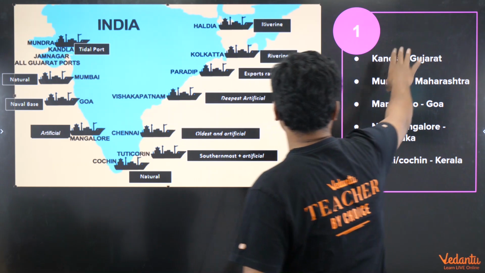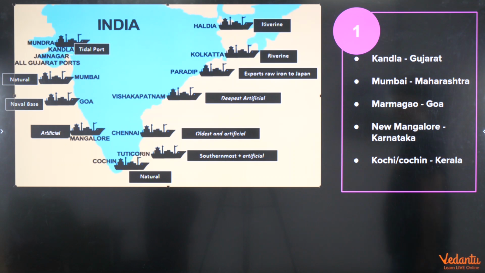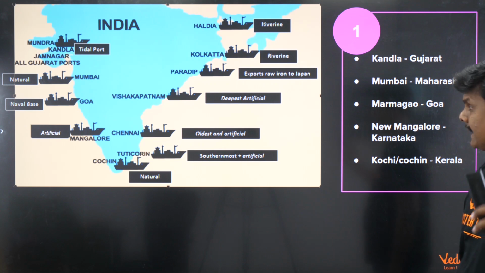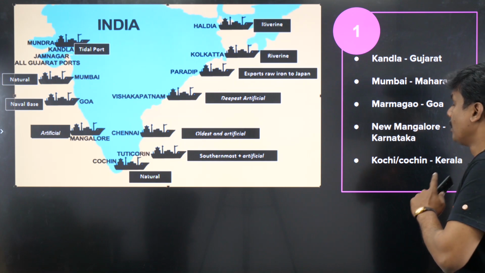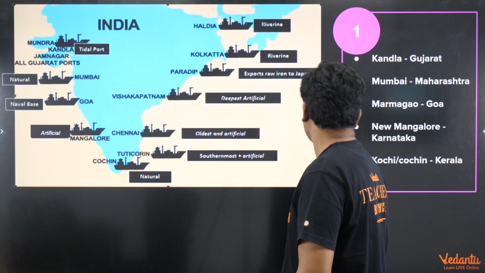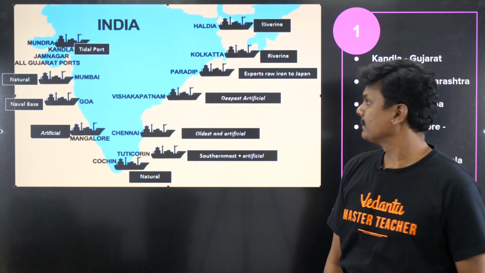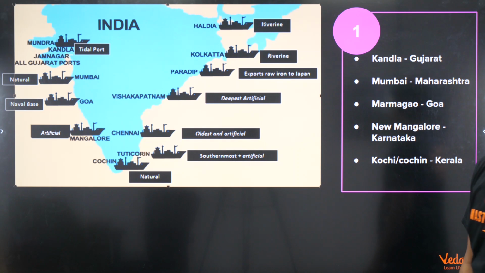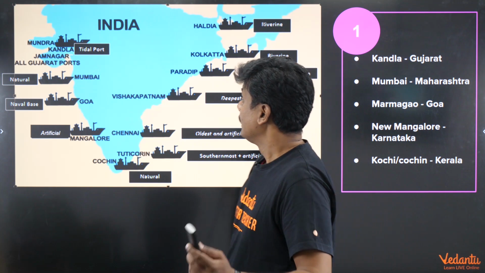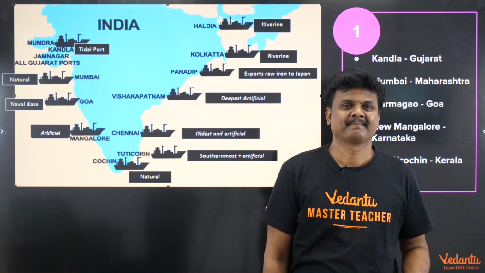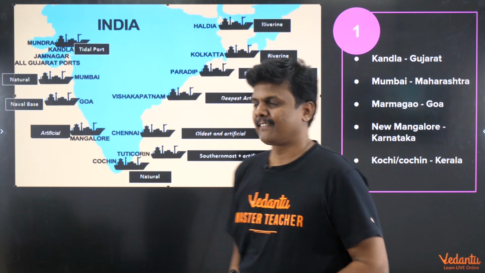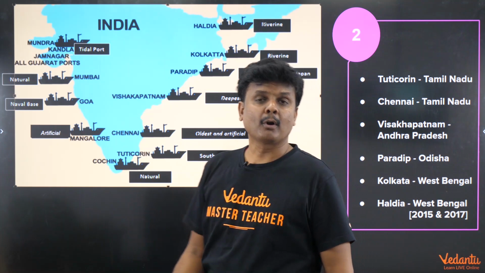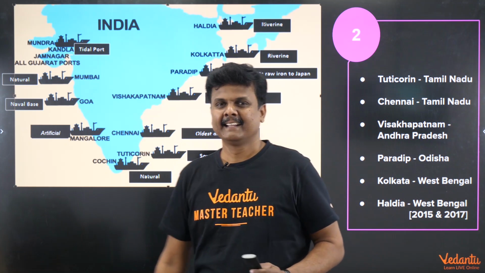So I hope you guys are clear with this part. So Kandla in Gujarat. In this you find that Kandla alone is a tidal port. Mumbai as well as Cochin, these are natural harbors. And Goa is a naval base. Clear, guys? Right. So now a few more ports. Let us see what they are.